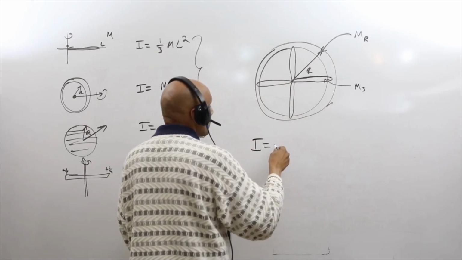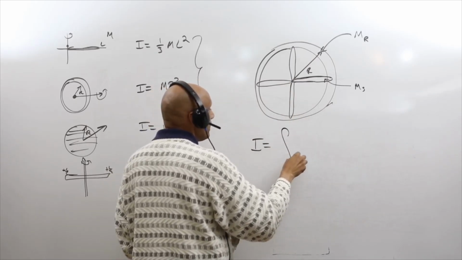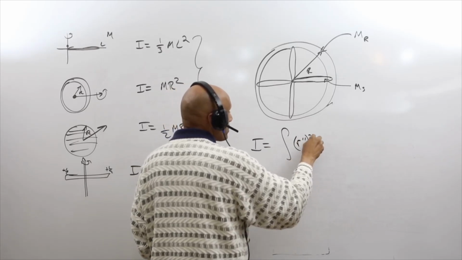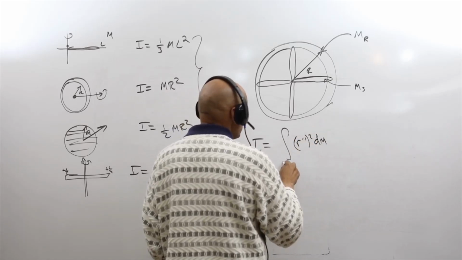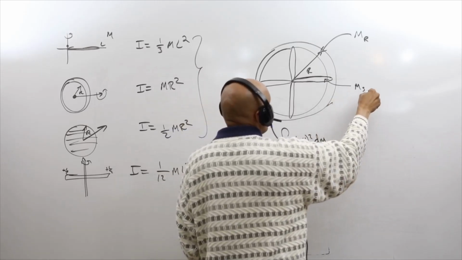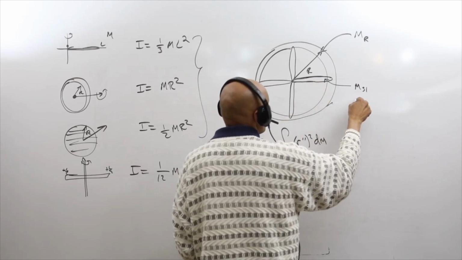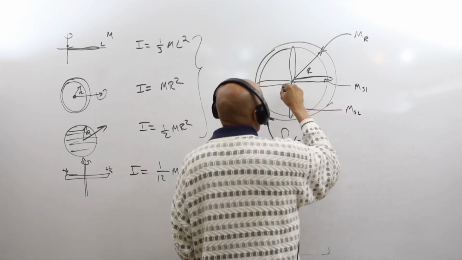Actually, if you're wondering, as a physicist, I would say this is the integral of r double prime squared dm. I'm going to call ms1 the mass of this stick, and the mass of the second stick is ms2, and so on, all the way around.